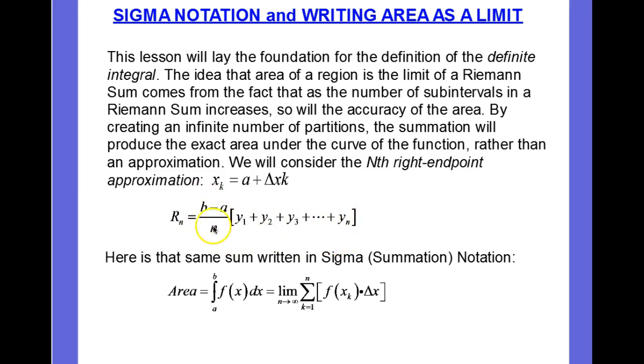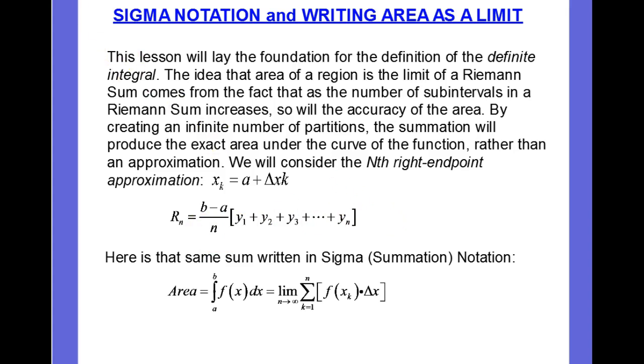Now for convenience, they factored out b minus a over n, and we're multiplying by the sum of all of the y values. Looking at this, it may not make sense geometrically what's going on until you distribute this, knowing that this is the width and these are the heights. And so we're adding up a sum of all of those rectangles.